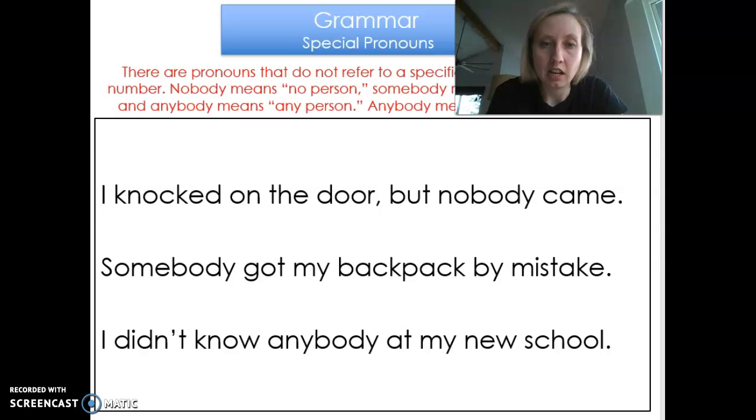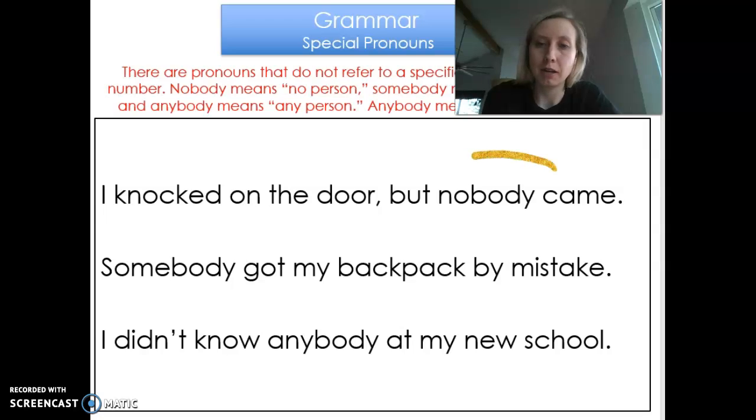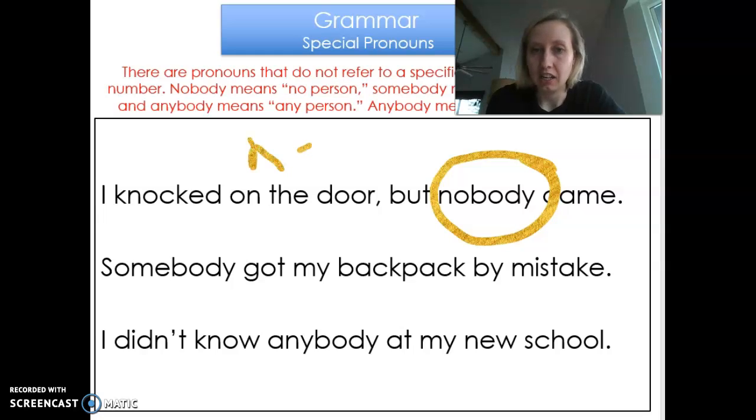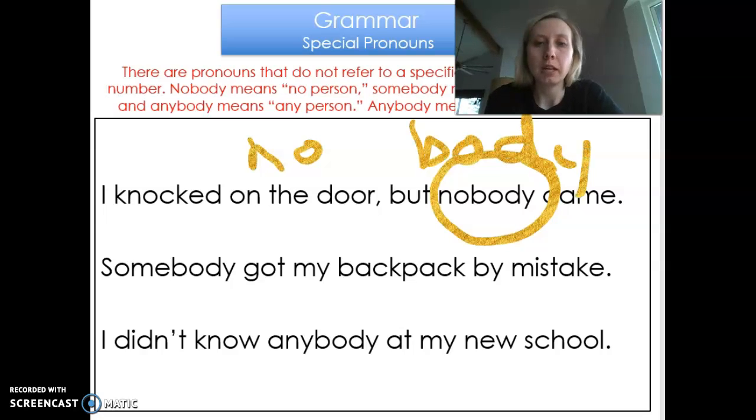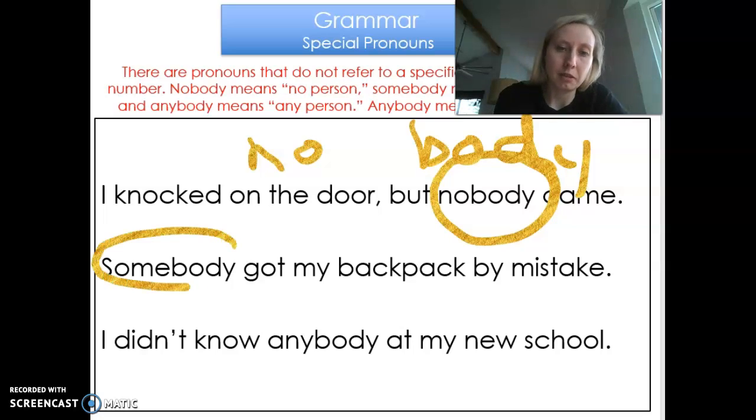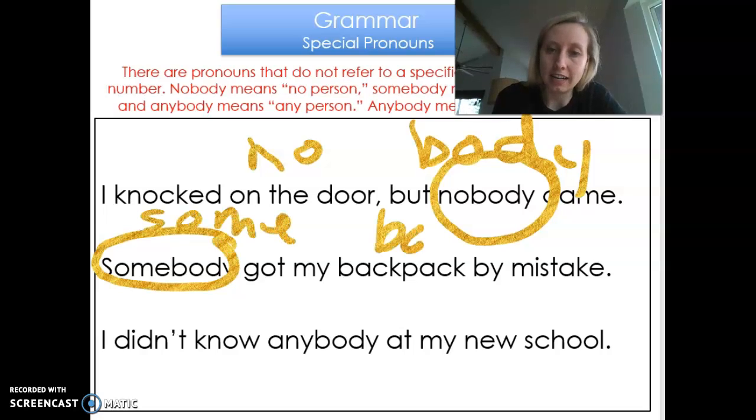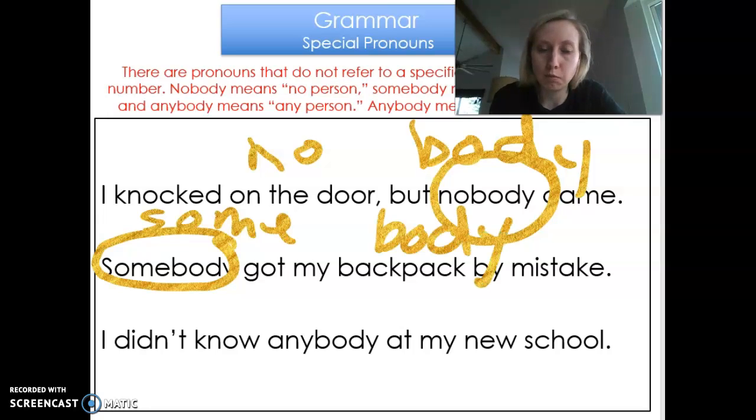So let's look at some of these. "I knocked on the door, but nobody came." My indefinite pronoun would be nobody. And nobody means no person. Or literally, no body. No person. Okay. "Somebody got my backpack by mistake." The indefinite pronoun would be somebody, and if I broke it literally apart, it'd be some body. So someone, we don't know. We don't know who it is. It could be some person, some body.